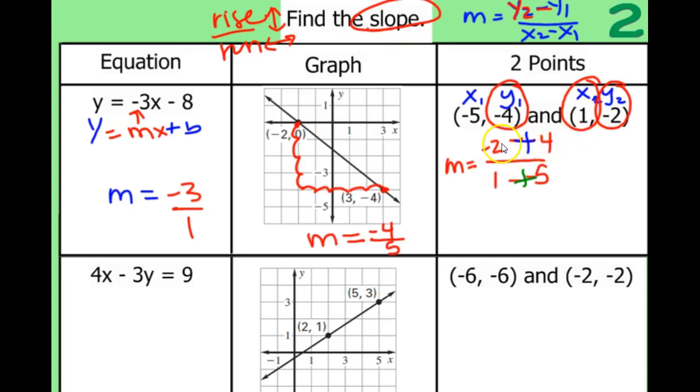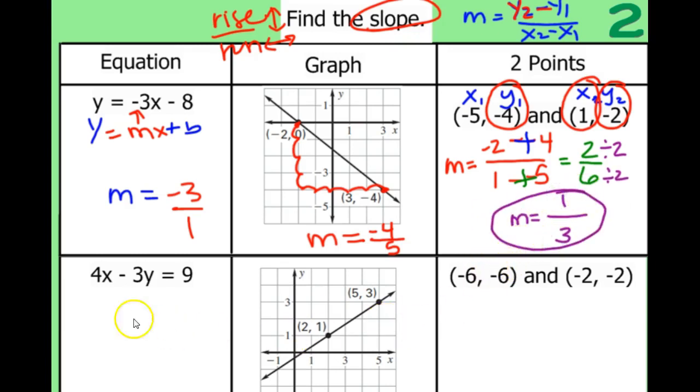Now we can just simplify. -2 plus 4. There are more positives, so 4 minus 2 is 2, positive 2, and then 1 plus 5 is 6. We can simplify. If you can, we can divide both of these by 2. So 2 divided by 2 is 1, and 6 divided by 2 is 3. So our slope is 1 over 3, or 1/3.